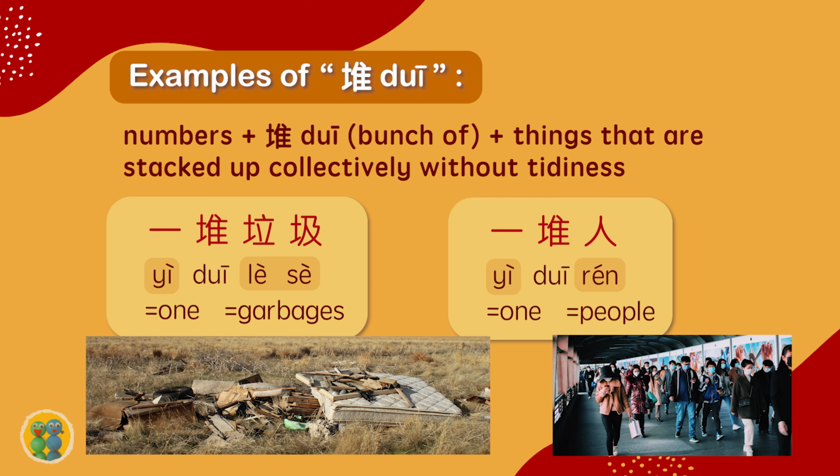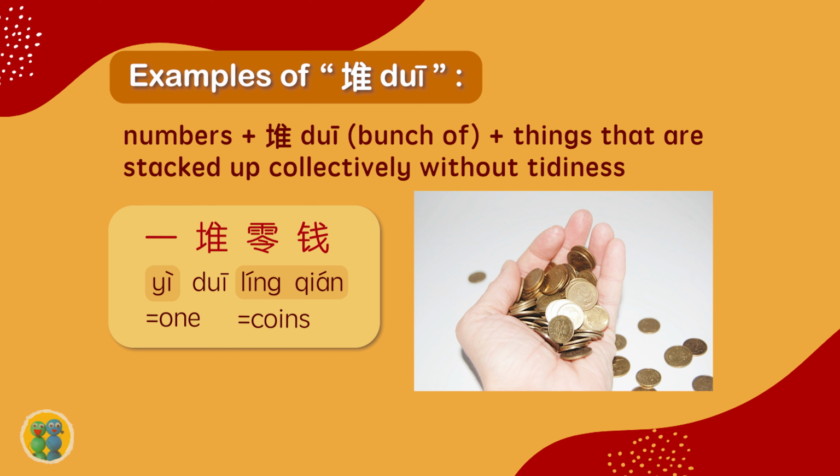And next example is 一堆人. It means one. 人 means people. This one is a bit special because the people are not piled up, right? But in this phrase, 一堆人 means a lot of people, a bunch of people. And next example, 一堆零钱. It means one. 零钱 means coins, change.